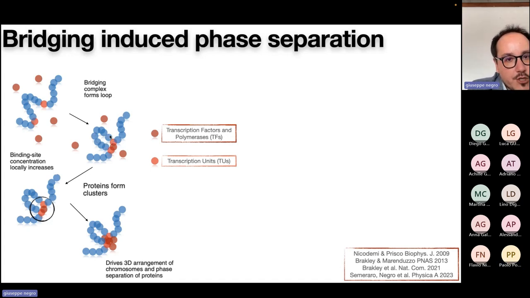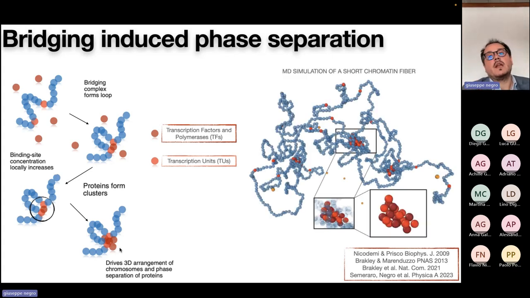When you have the formation of these loops, you have an increase in concentration of transcription units, and so it's more probable for transcription factors to bind in those regions, and you get phase separation. This is the typical molecular dynamics simulation snapshot you get. You see the formation of these clusters. These are quite dynamic in nature, and they actually have an important role in the entire structure of the fiber.